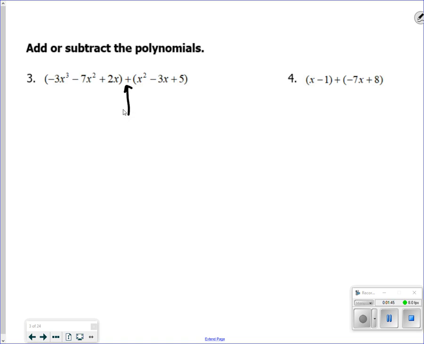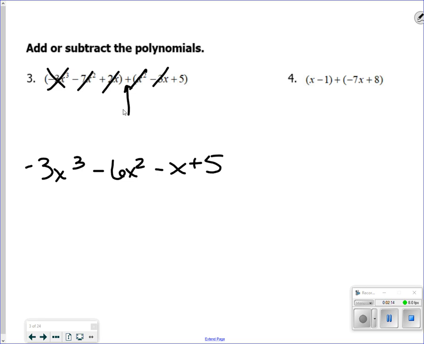And so I'm looking for like stuff. And when I add like things together, I do not change the variable and I do not change the power. So the negative 3x cubed, there is nothing that's alike with the negative 3x cubed. So notice that I didn't change that at all. But negative 7x squared and 1x squared make negative 6x squared. And again, I like to cross them off as I go, so I make sure that I don't miss anything. And then a plus 2x and a minus 3x make a negative x plus 5. And so the next one, negative 6x, so that would be the first 2, and then positive 7, that would be the second 2.